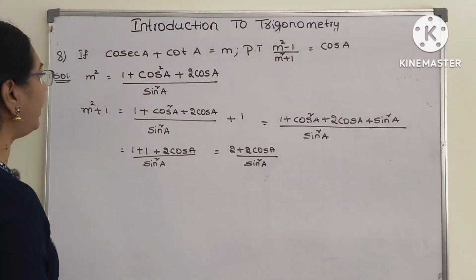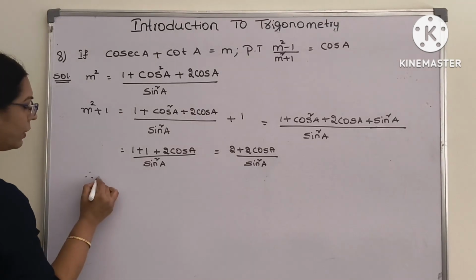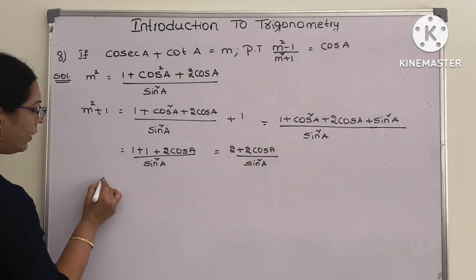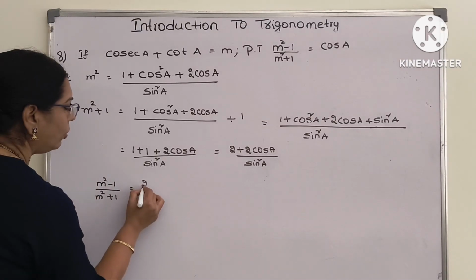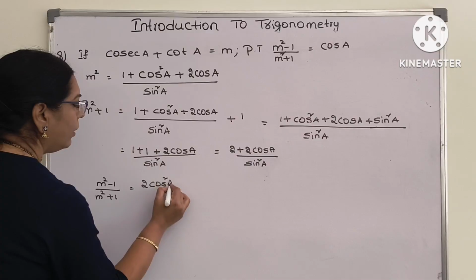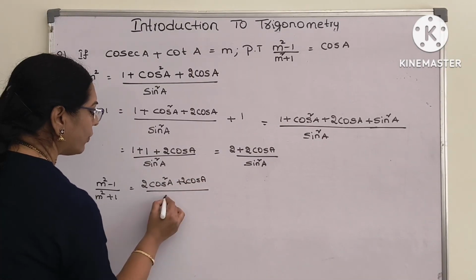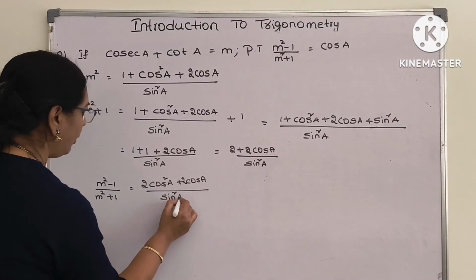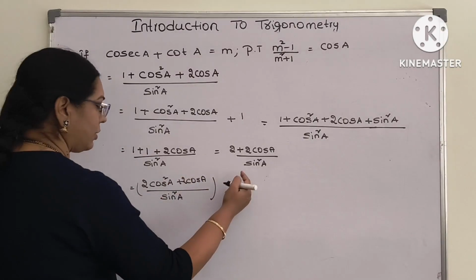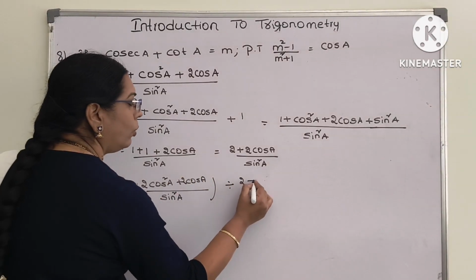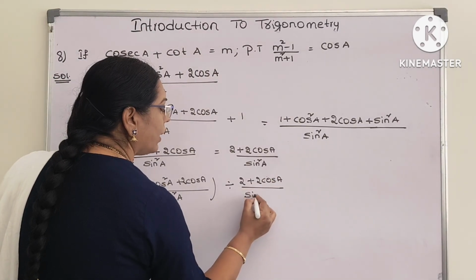This is the value of sin square A. Now we have to find the value of (m square minus 1) by (m square plus 1). Then (m square minus 1) by (m square plus 1) is equal to 2 cos square A plus 2 cos A, divided by sin square A. This is the value of m square minus 1, we have already solved it. Divide it with m square plus 1, which is 2 plus 2 cos A, divided by sin square A.